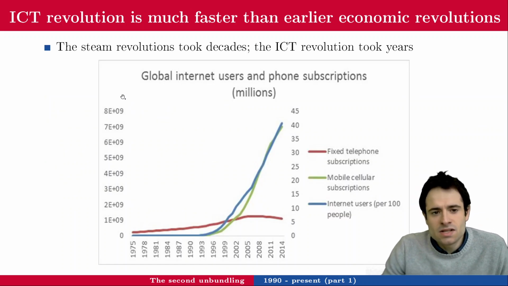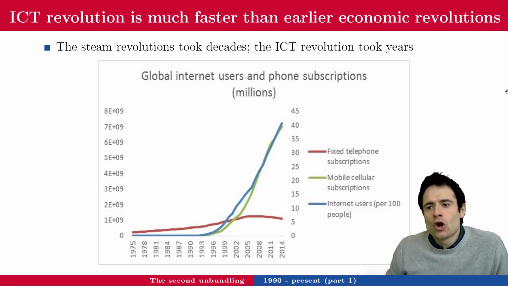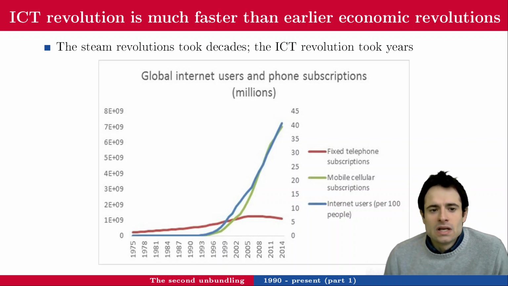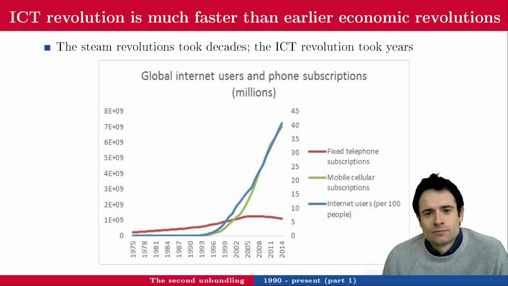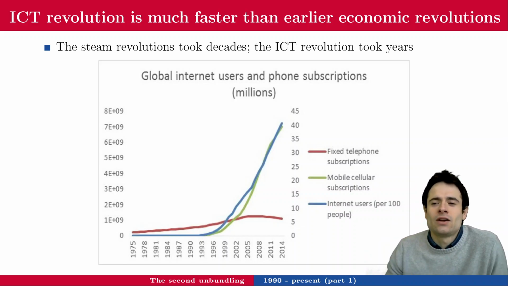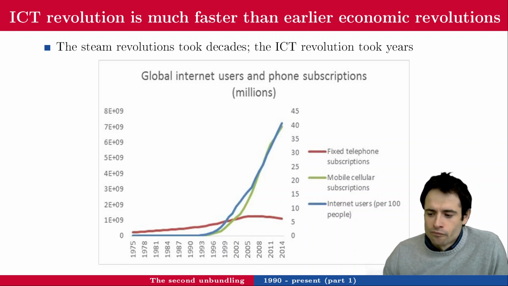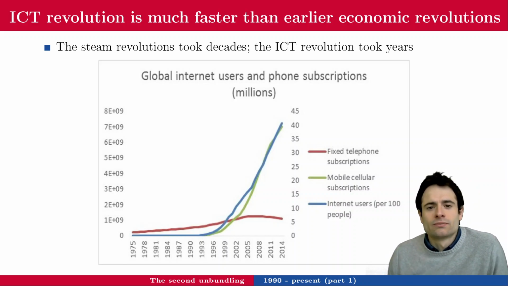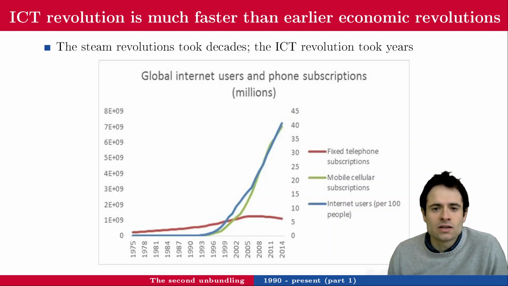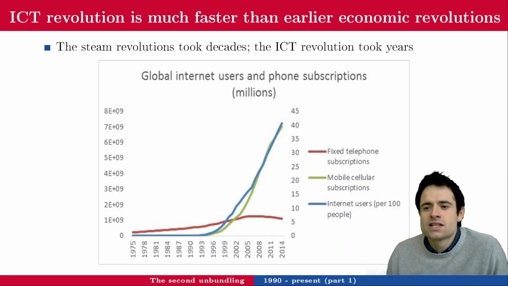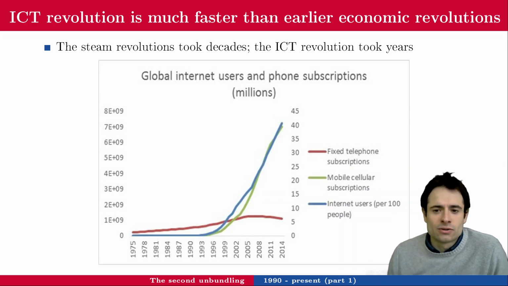So the ICT revolution is much faster than earlier economic revolutions. The steam revolution took decades. It's not that in the 1920s we already had an old network of railroads, a bunch of trains, cargo ships and so on. This took a lot of time, installation costs, maintenance costs, and innovations were constantly pushed. The first steam train was definitely not as performant as the one they made even 5 years later.